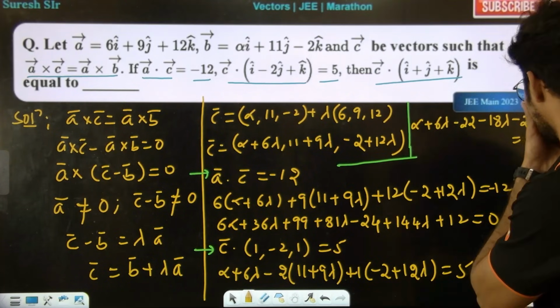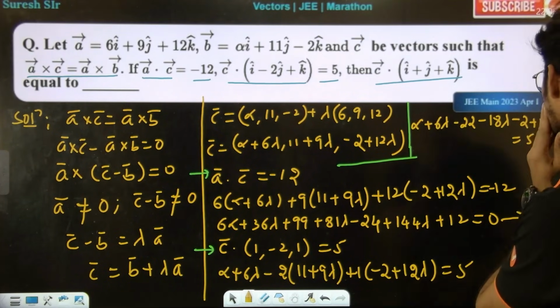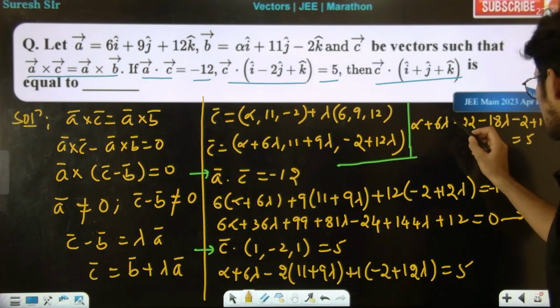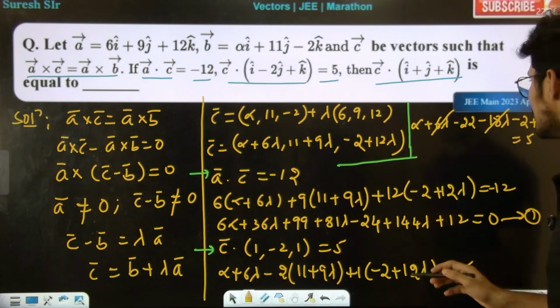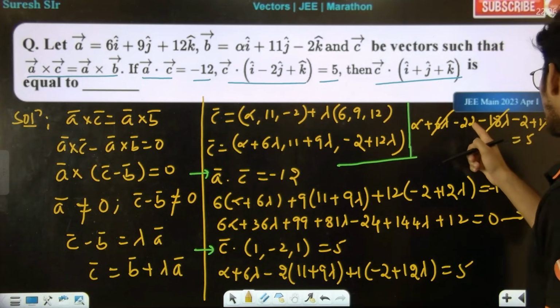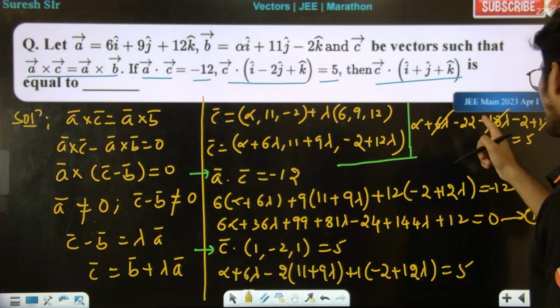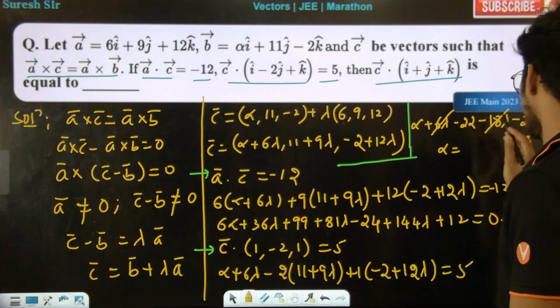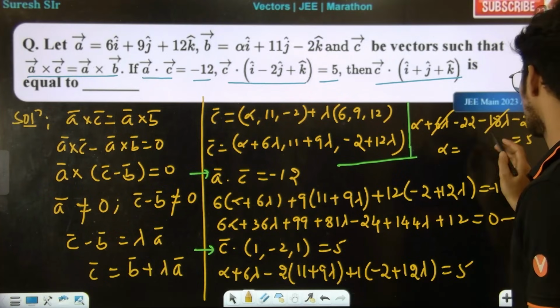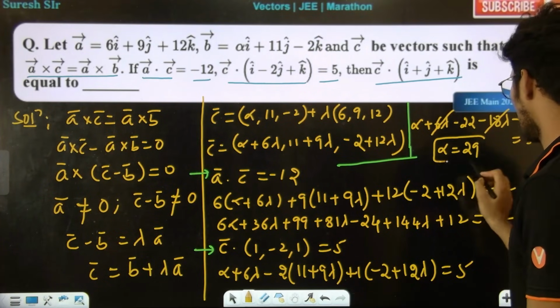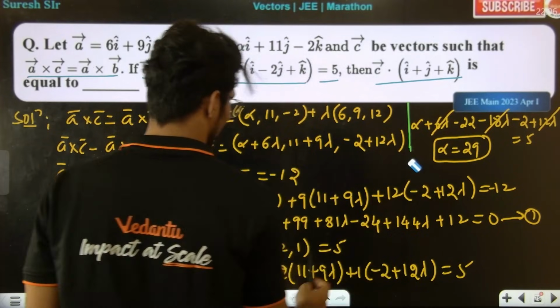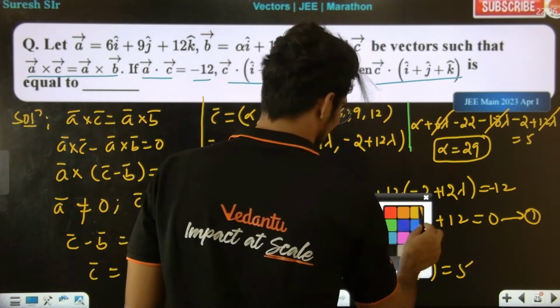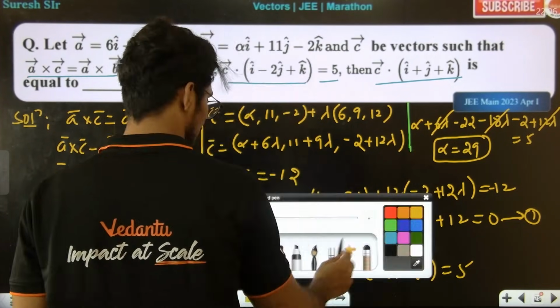Now tell me, sir. 6 lambda plus 12 lambda is 18 lambda. Minus 18 lambda plus 18 lambda cancelled. Here minus 2 minus 20, minus 24, goes to that side, so that becomes 29. So I got alpha value as 29. Alpha is 29.